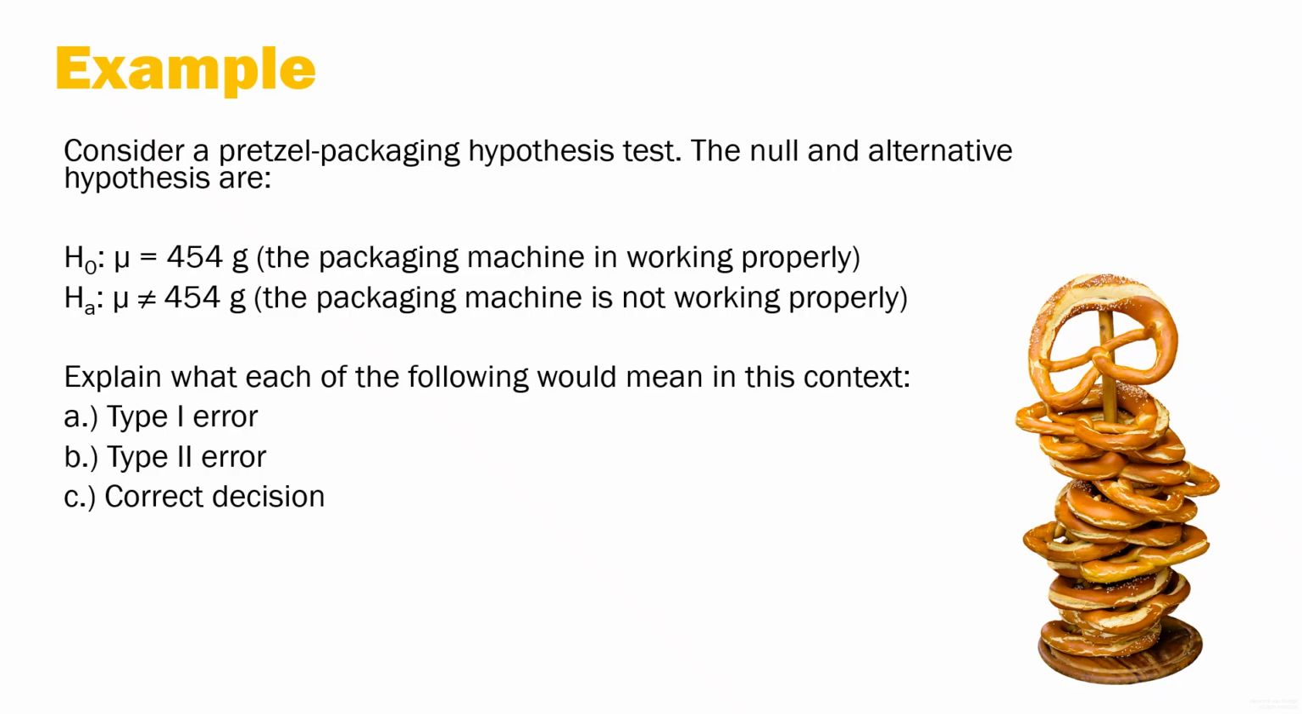And what about a correct decision? Well, this can occur in two ways. A true null hypothesis is not rejected, and this would happen if mu equaled 454 grams and the results do not lead to the rejection of that fact, or a false null hypothesis is rejected. This would happen if, in fact, mu did not equal 454 grams, and the results of the sampling actually did lead to that conclusion.